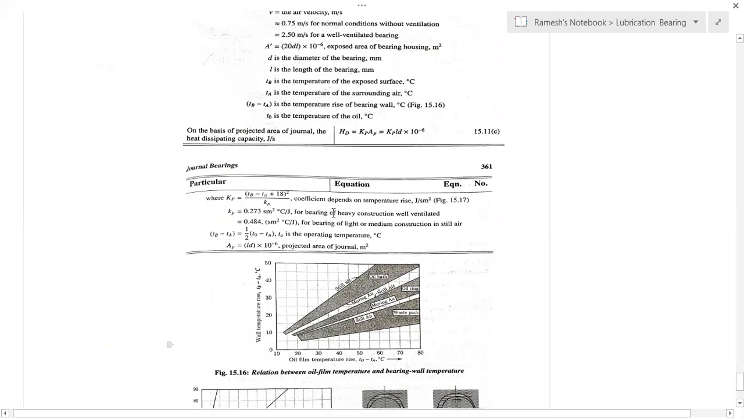If it is subjected to heavy construction, and it is mentioned in the problem, then only take it as heavy construction, 0.273. Otherwise, if it is not mentioned, always take light or medium construction. Therefore, substitute the Kp value in the above equation. Once you get this Kp, that is the coefficient which is dependent on the temperature, it can be substituted in the above equation.